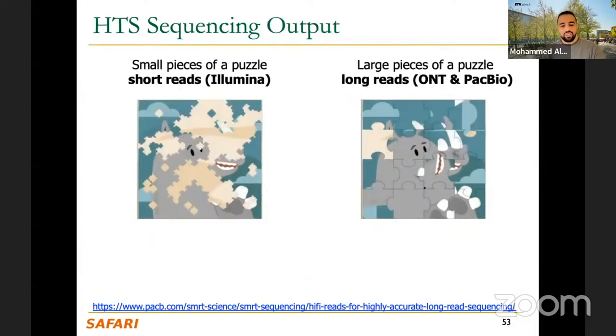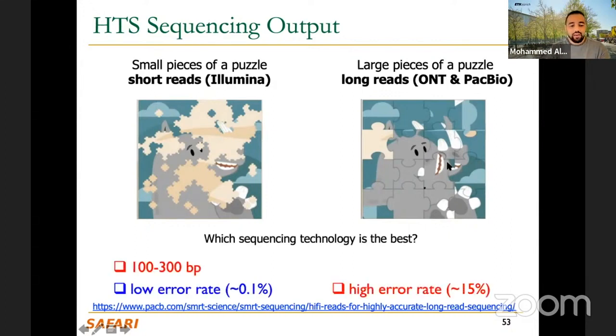Now, the question remains whether we want to go for short reads or long reads. Of course, if you are solving a puzzle, you're always looking for larger pieces, right? That will make your job easier so you can solve the puzzle quickly. However, as you can see in this picture, larger pieces of DNA are not necessarily easier because you will have more sequencing errors. So you might get the picture wrong at the end, as you can see the mouth over there and so on. And these are the main differences between the two technologies.